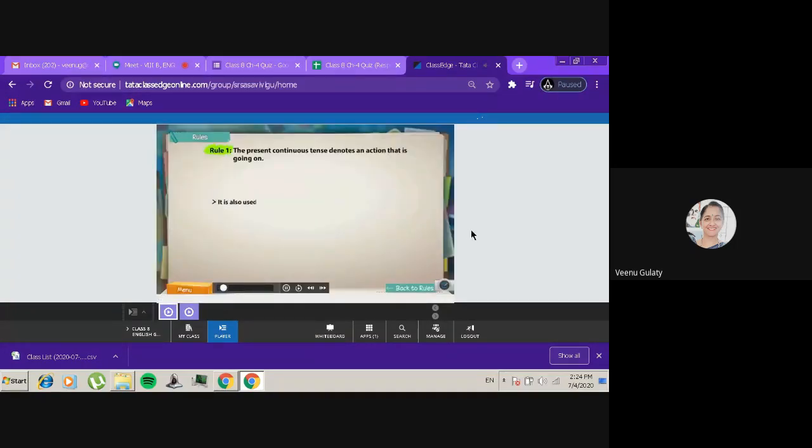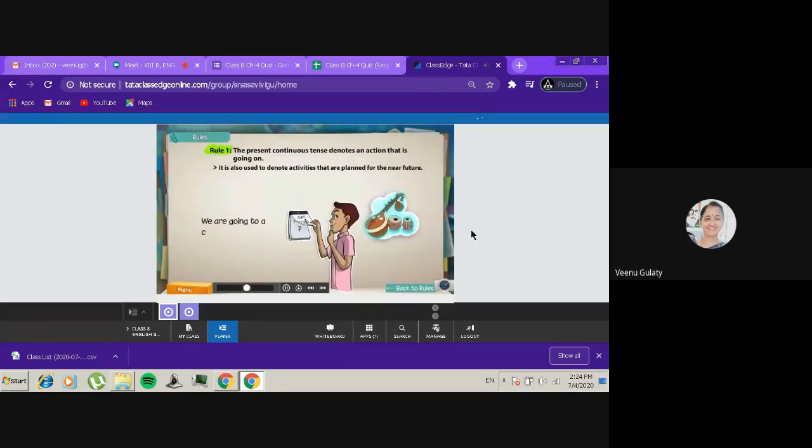You could also use the present continuous tense for activities that are planned for the near future. For instance, in this sentence, the action of going to a concert will happen the next day, but we use the present continuous tense to indicate it. So here, something that you're going to do in the future also you can use. We are going to a concert tomorrow, or we are having a holiday tomorrow. Isn't it? So in such places also you can use present continuous.